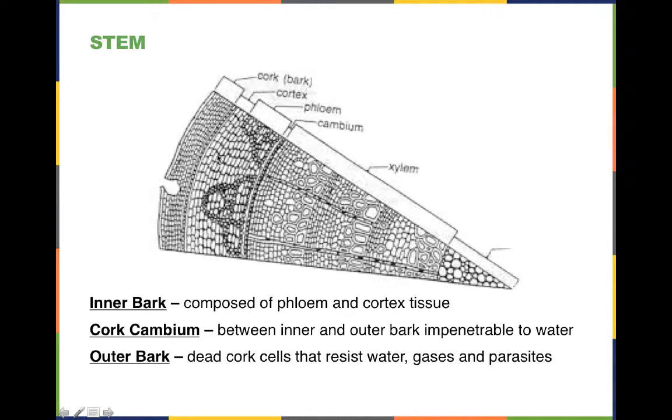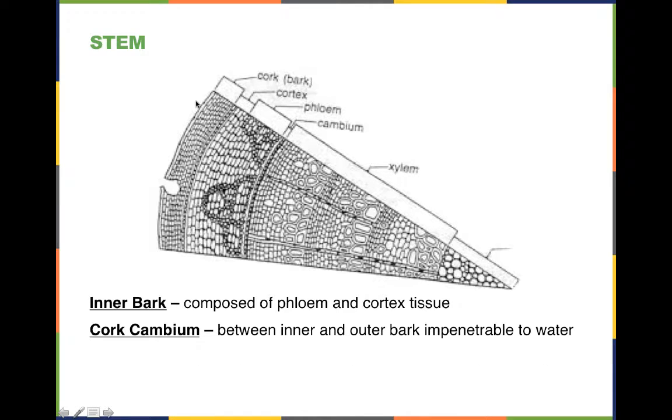And the outer bark is dead cork cells here that resist the penetration from the outside of water and gases, and then some parasites as well cannot get through that, and it protects the stem.